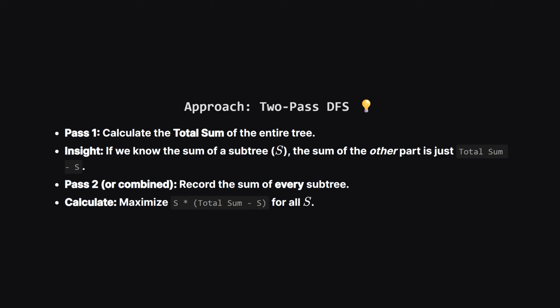We can't actually modify the tree structure over and over again. That would be too slow. Instead, we use a two-pass approach. First, we need the sum of the entire tree. That's easy. Second, think about any edge we cut. That edge always sits directly above a subtree. So cutting an edge is mathematically the same as picking a subtree and separating it. If we know the sum of a subtree, let's call it S, then the sum of the rest of the tree is automatically total sum minus S. We don't need to traverse the rest of the tree to find it. So our strategy is, calculate the sum of every single subtree, and then check the math for each one.